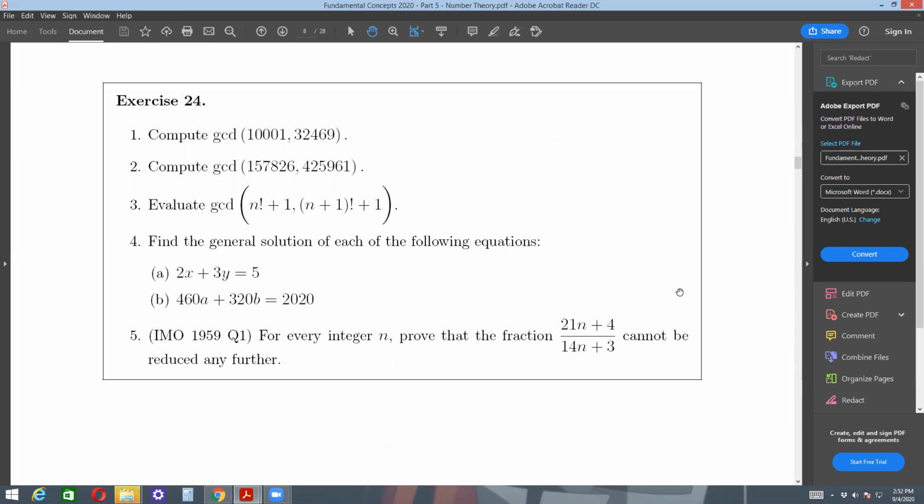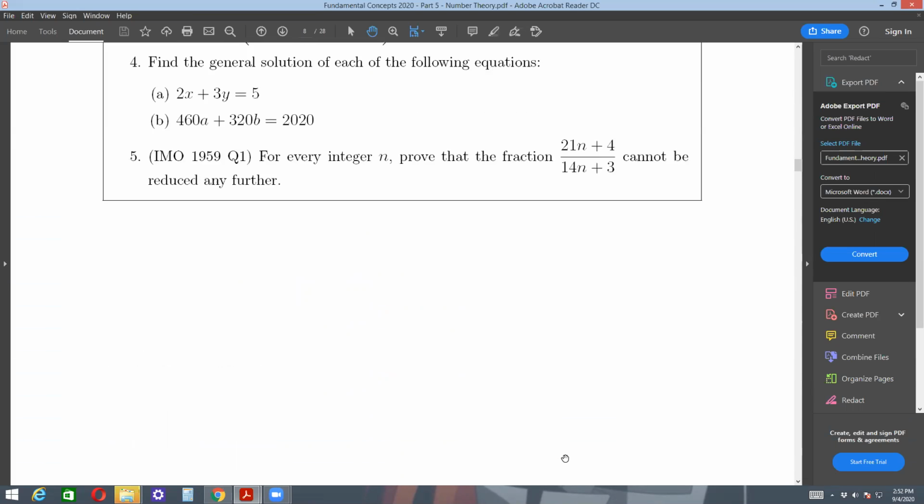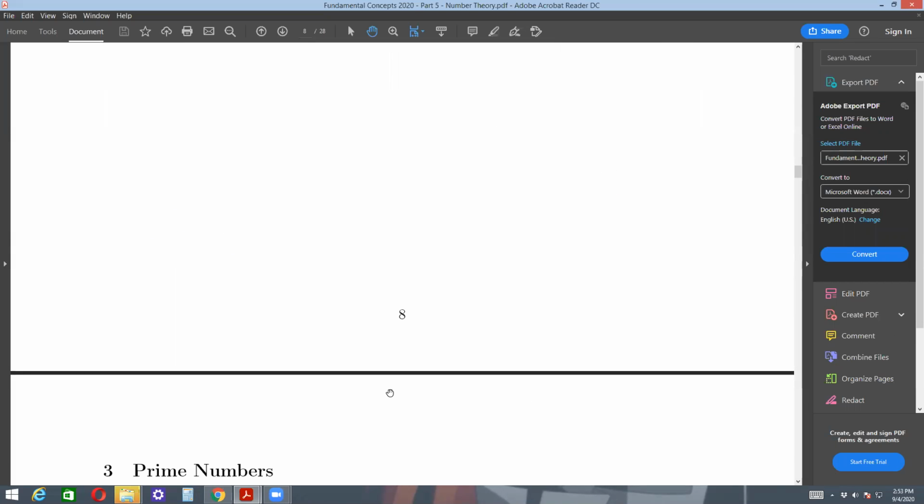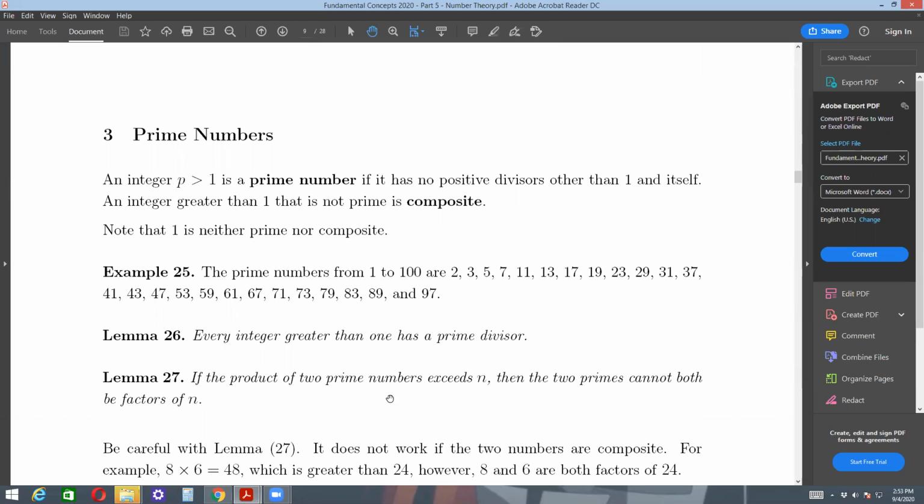All right, so yeah, these are some exercise questions you can try. I think I'd mentioned this before, just as a hint, if you want to show that a fraction can't be reduced any further, what you're basically trying to do is show that these things are relatively prime. So just find the GCD of these two numbers and you're done. And this was an IMO question back in 1959. So if you were lucky to be in the IMO in 1959, you would have gotten a very easy question. All right, so that's it for GCD.